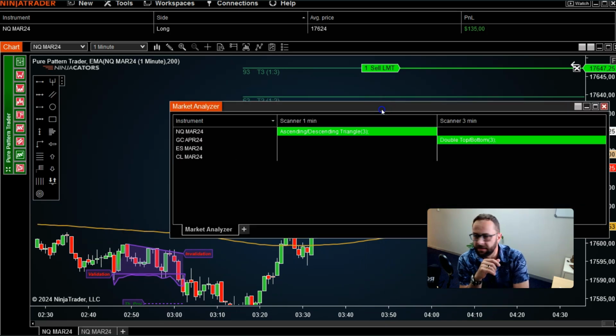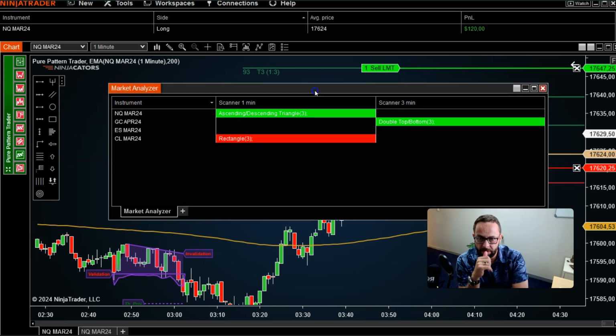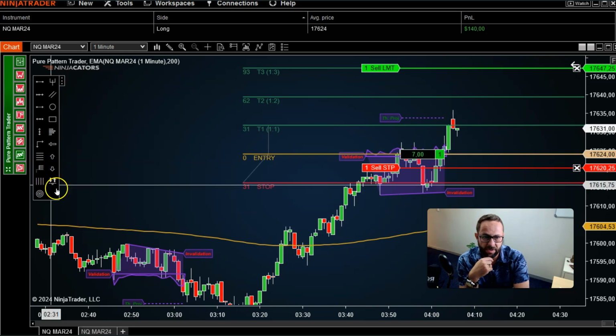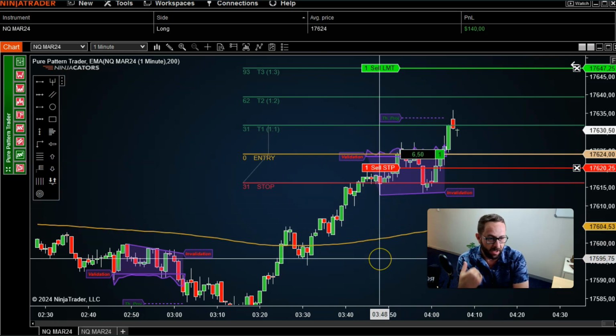Again, I've just looked at the Nasdaq because I've had a green sort of background form here. It told me that I've got a confirmed pattern, and all I need to do is just keep an eye on the market analyzer, see if any of these patterns appear on one of these markets. If price is above the 200 period EMA, I only want to be long. If it's below, only be short.